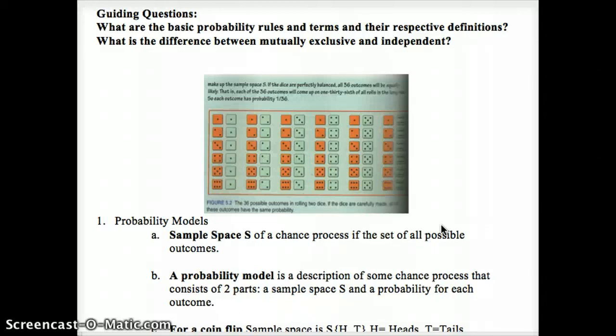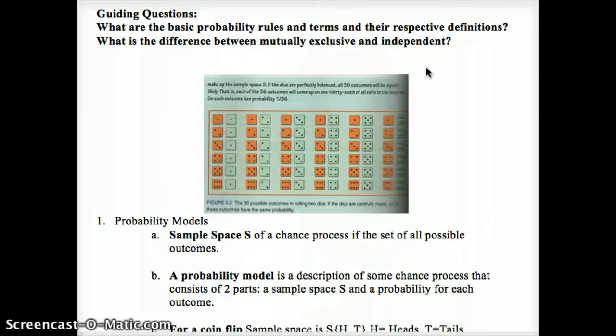Let's look at how we define probability in different ways as we look at probability models. Two key things: probability rules, and then a common confusion between mutually exclusive events and independent events. We talked about this at the beginning of the year. Independent events, we don't call variables independent, as you may have in prior math classes, because independence means the outcome of one chance process does not affect the outcome of another. So the outcome of one variable does not have any effect on the other.